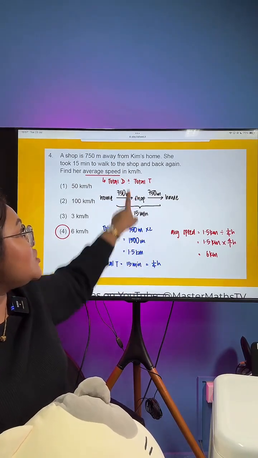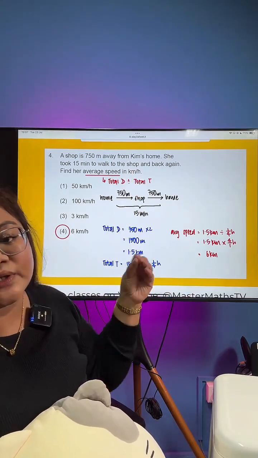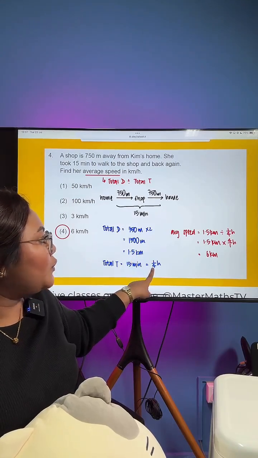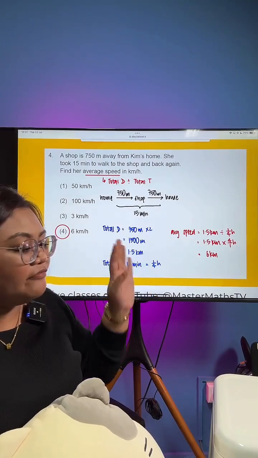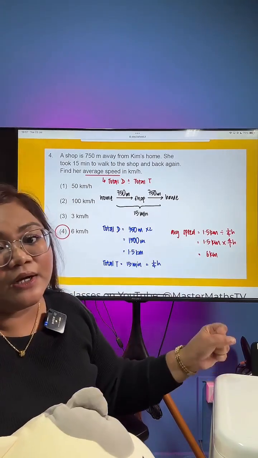Convert it to kilometers since we want kilometers. Convert the time 15 minutes to hours since we want it to be hours. We will get 1.5 km and 1/4 hour respectively. Find the average speed by dividing. So 1.5 divided by 1/4.